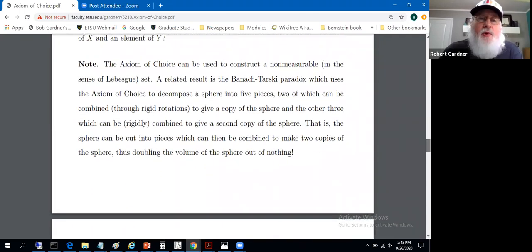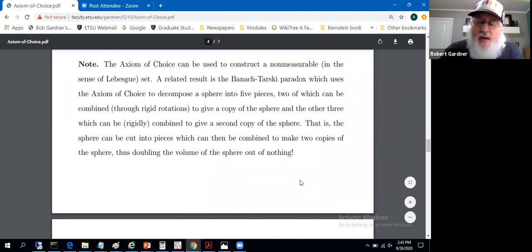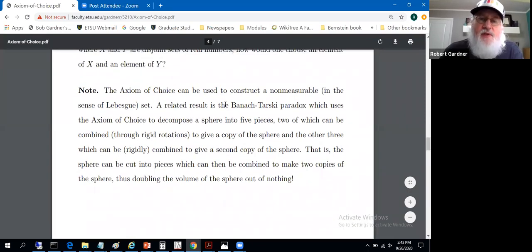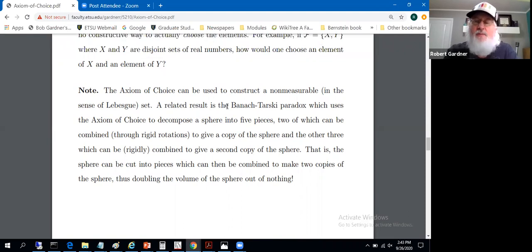Now there's some weird implications of the axiom of choice. I've usually given this presentation as something supplemental to a Real Analysis 1 class on measure theory. The axiom of choice can be used to construct, in the sense of Lebesgue, a non-measurable set. A related result is the Banach-Tarski paradox.